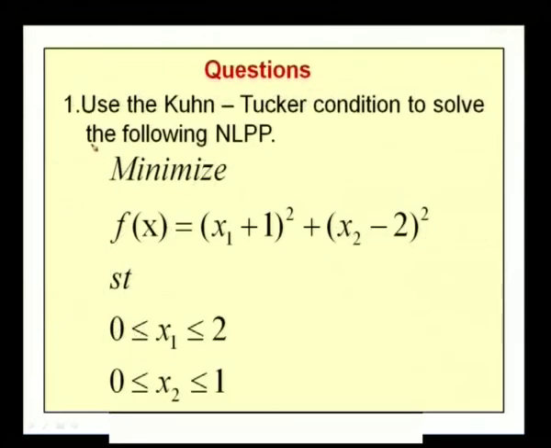Let us have a question. Use Kuhn-Tucker condition to solve the following nonlinear programming problem. Minimize f of x equal to x 1 plus 1 the whole square plus x 2 minus 2 the whole square subject to the constraints x 1 less than or equal to 2, x 2 less than or equal to 1.